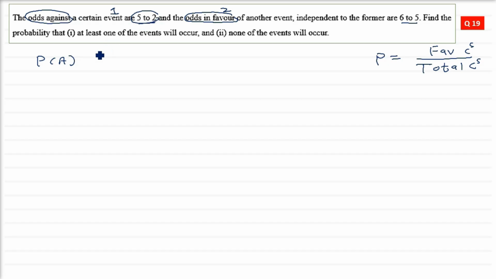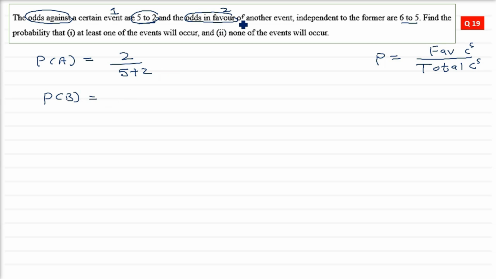So 5 to 2, what does it mean? 5 to 2, odds against. We want the favorable case. The 2 will come in the numerator and 5 in the denominator. That is, in 7, 2 are our favorable cases. Odds against means, in English, the same.